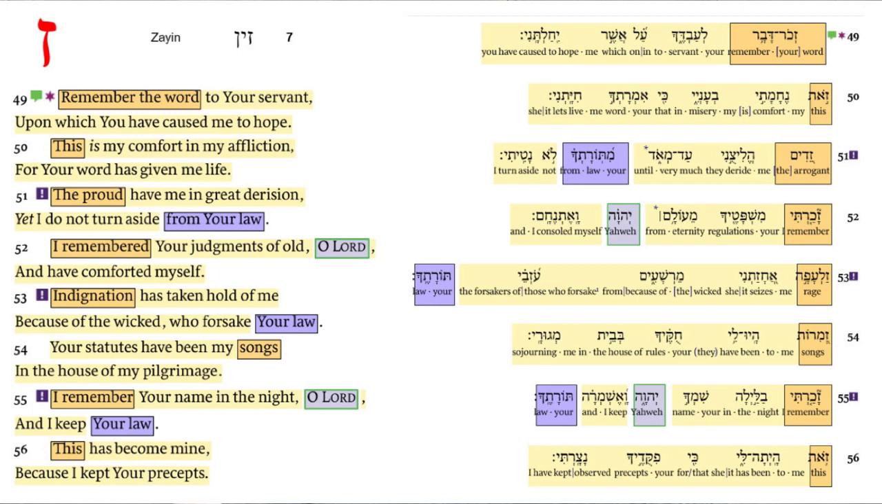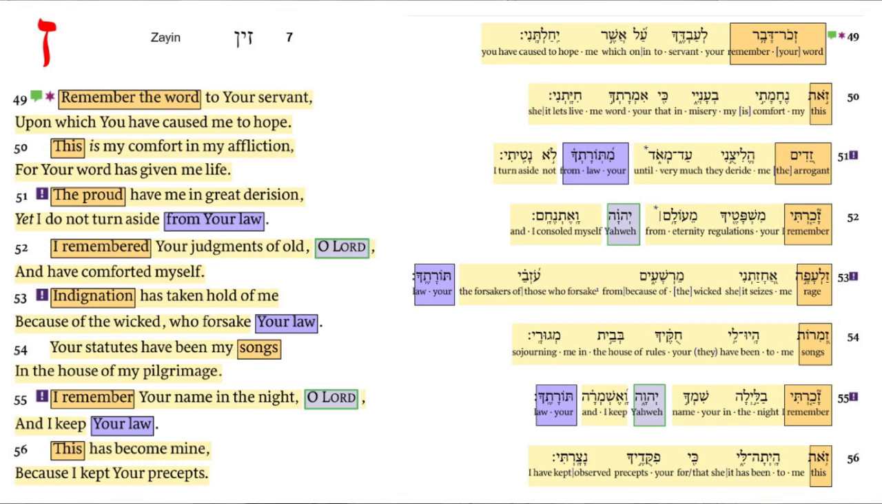The proud, whoever these people are, these arrogant, presumptuous people, they have me in great derision. They hold him in a place of total, absolute contempt. Yet, he says, I did not turn aside from your law. So even with the things that they said, it never culminated in me ever looking the other way or being disobedient to what your word had to say. He says in verse 52, I remembered your judgments of old, O Lord.